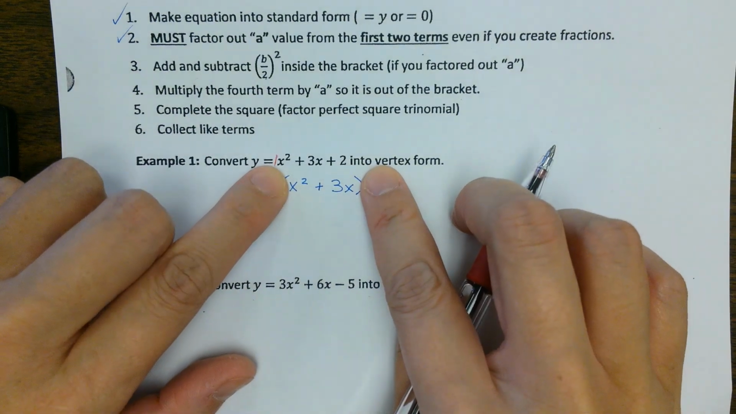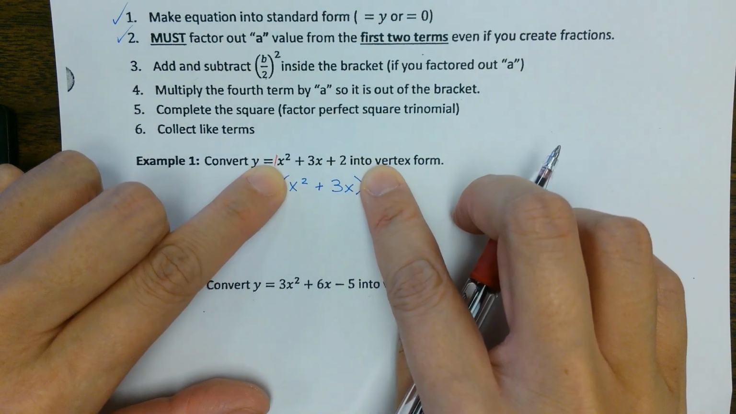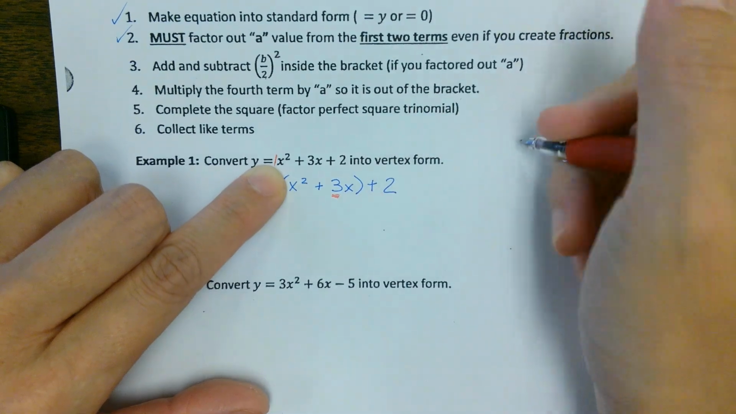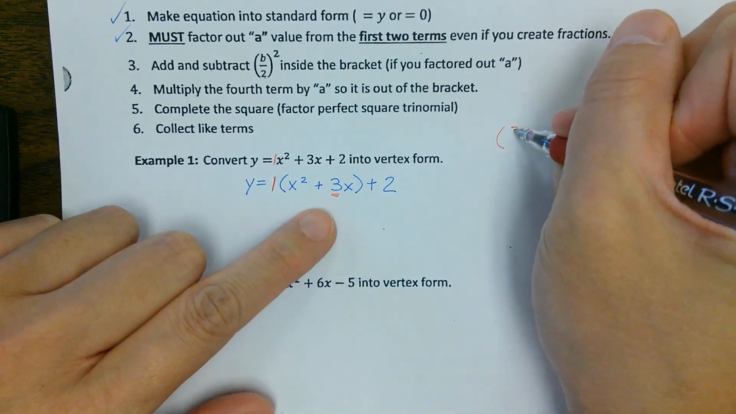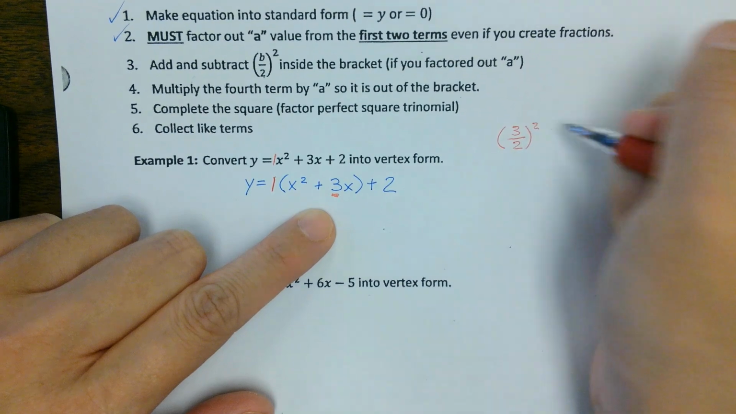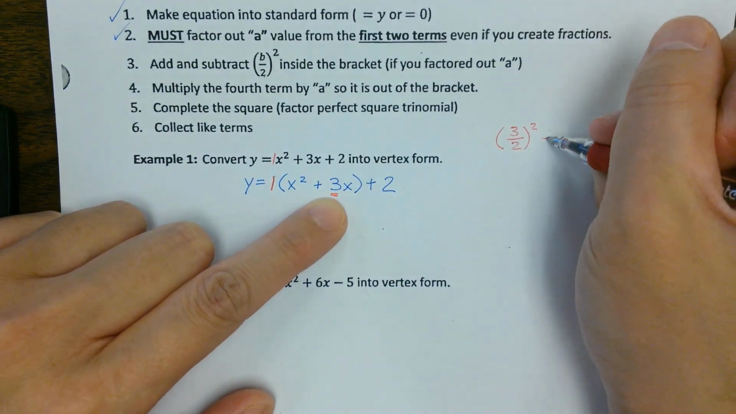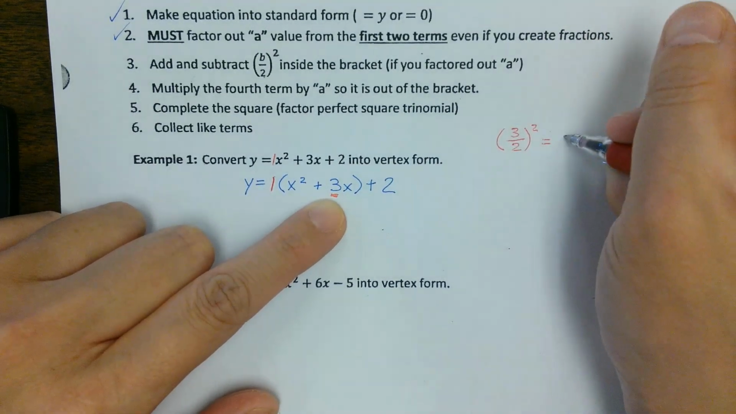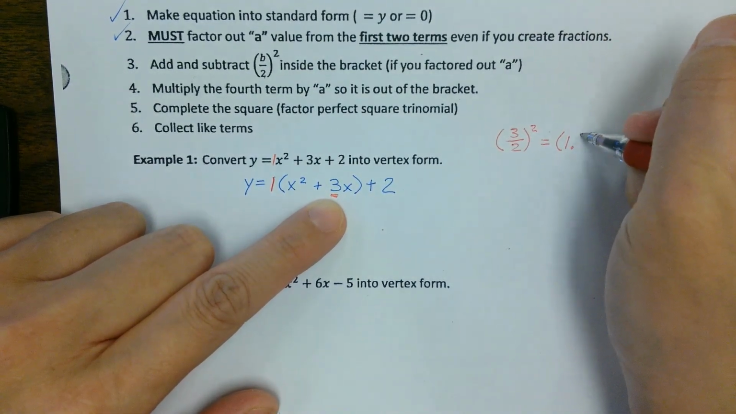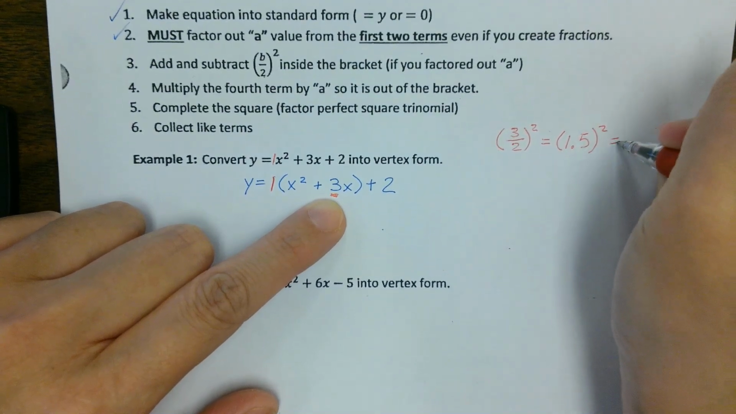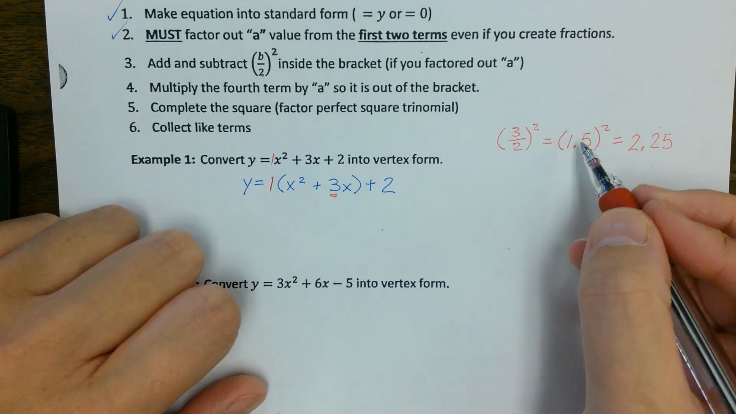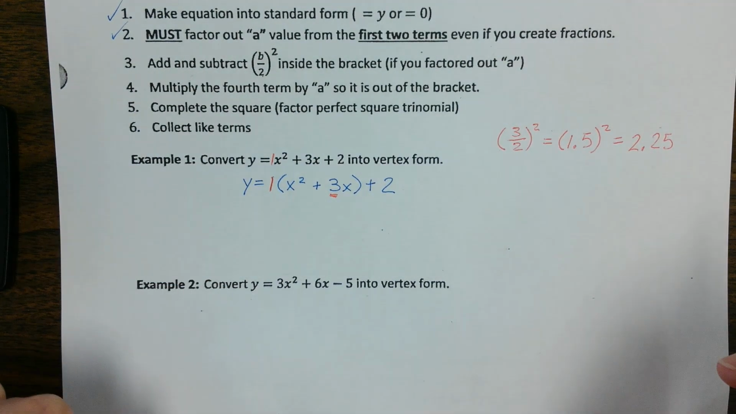Step 3, I'm going to add and subtract b divided by 2 squared. So looking at just this bracket right here, what's my b value? What's b? Yeah, 3, right, this right here. Okay, so 3 divided by 2 squared. That's what I want to do. Write that on the side. This step is very important. So 3 divided by 2 is just 1.5. And then 1.5 squared, 2.25. Okay, so 1.5 times 1.5 gives you 2.25.